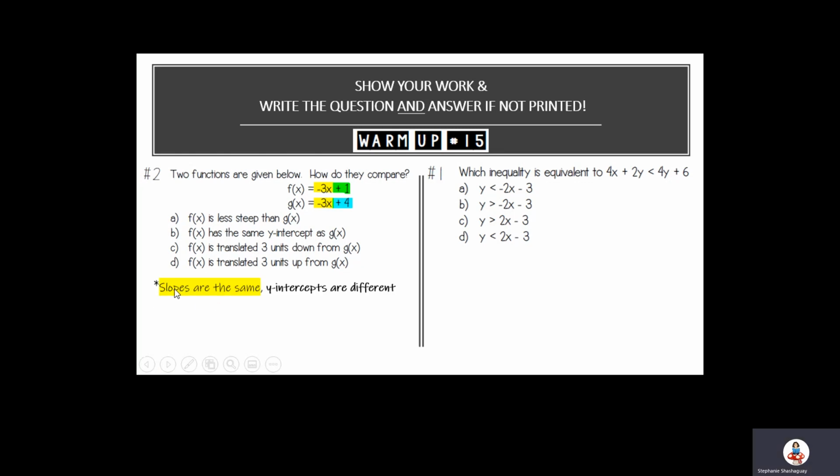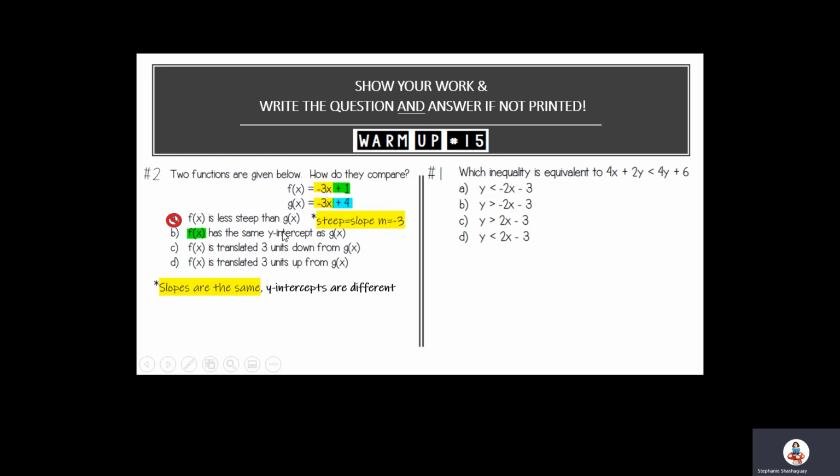So first of all, I forgot to mention the slopes are the same, right? F of x and g of x, our slopes, our m values are both negative 3, and our y-intercepts are different. We have a y-intercept of plus 1 and a y-intercept of plus 4. So option A says f of x is less steep than g of x. Well, steepness is talking about slope, and considering our slope here is exactly the same, negative 3, that is not our answer.